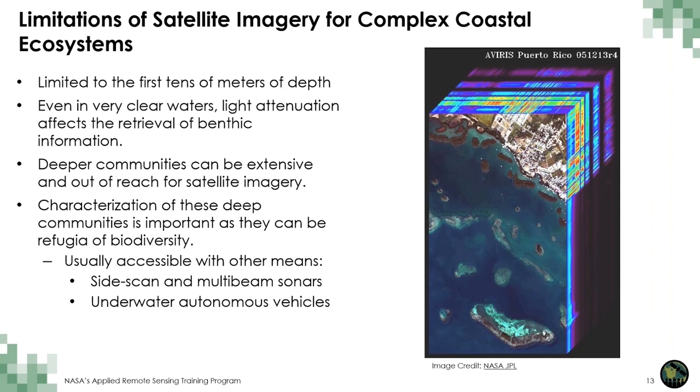Now, different regions of the visible spectrum are rapidly attenuated in the first meters, particularly in the red. And the same thing, even more dramatically, happens with the near infrared and UV regions as well. Now, the characterization of deeper communities is usually restricted mostly to the use of alternate means, such as sonars or autonomous underwater vehicles with camera systems, because of the limitations of airborne or satellite-based remote sensing imagery.